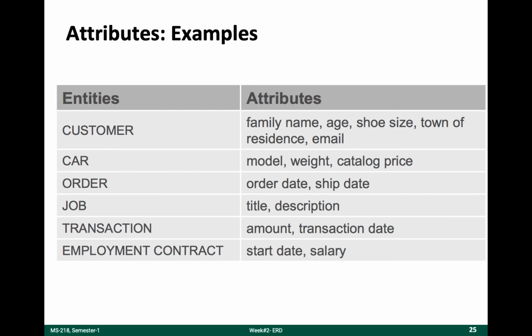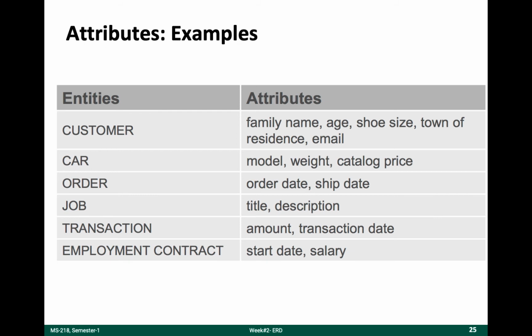And even a car manufacturing company doesn't need to store your shoe size, but this customer might be a customer of some shoe company, sizes 8, 9, 10, right? So that's why they need the attribute shoe size, okay? And similarly for car, order, job, transaction amount, transaction date, employment contract, what would be the starting date of that contract, and what would be the salary.